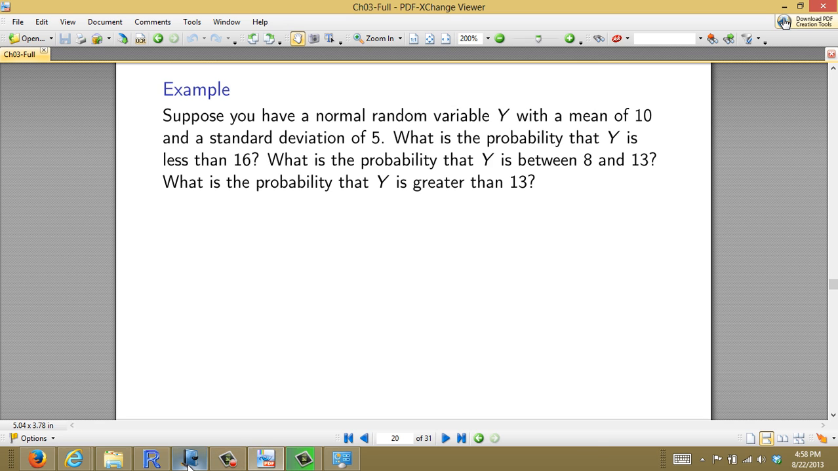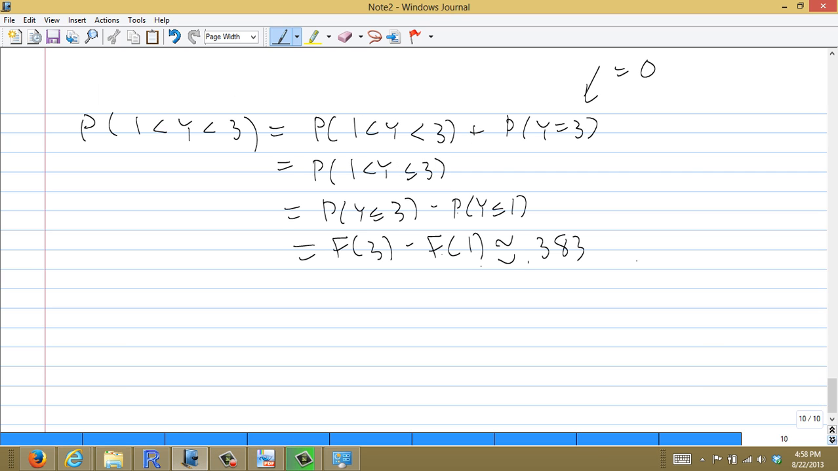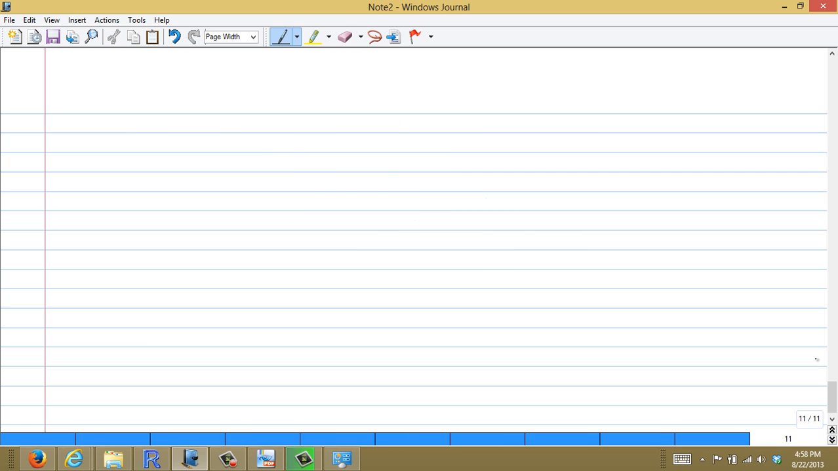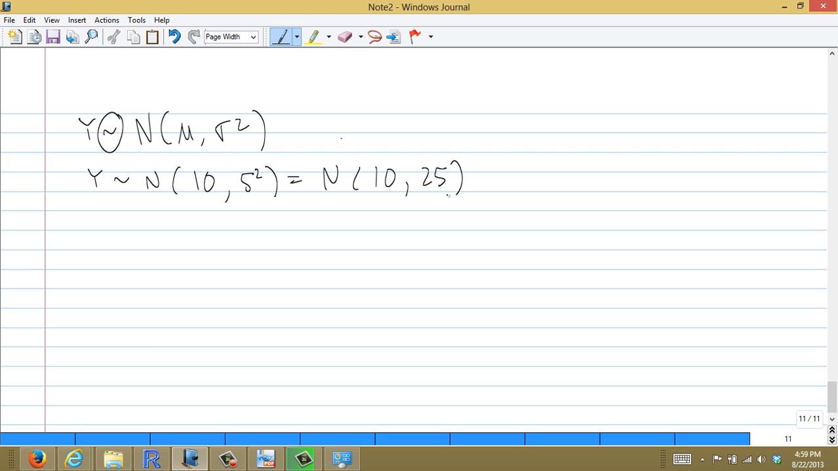As we did in the previous examples, the first thing that we want to do is write the information. The standard notation for a normal random variable is y tilde, where this symbol means distributed as, and we use the symbol N to specify a normal distribution. We put mu first, and then the variance, sigma squared, second, which means that in our current example, y has a normal distribution with mean of 10 and a variance of 5 squared, or in other words, it's a normal 10, 25 random variable.